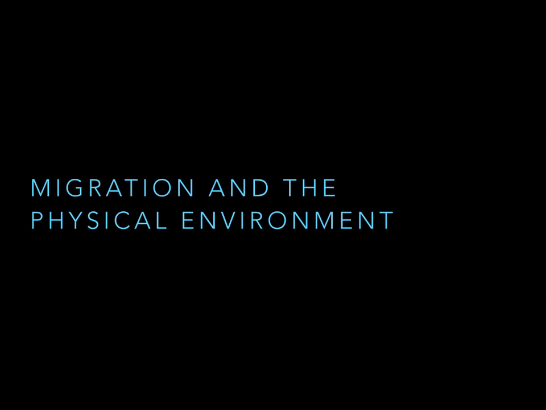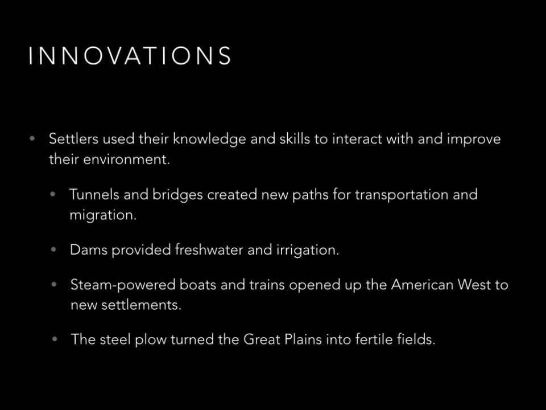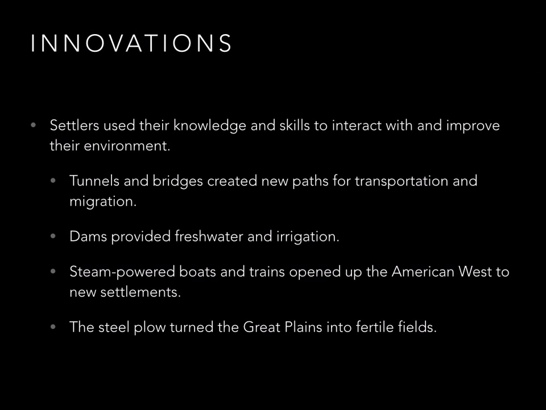Migration and the physical environment. Innovations. Settlers used their knowledge and skills to interact with and improve their environment. Tunnels and bridges created new paths for transportation and migration throughout the country. Once in a location, dams would provide fresh water and irrigation for crops. Steam-powered boats and trains opened up the American West, the frontier, to new settlements, and the steel plow turned the Great Plains into fertile fields.